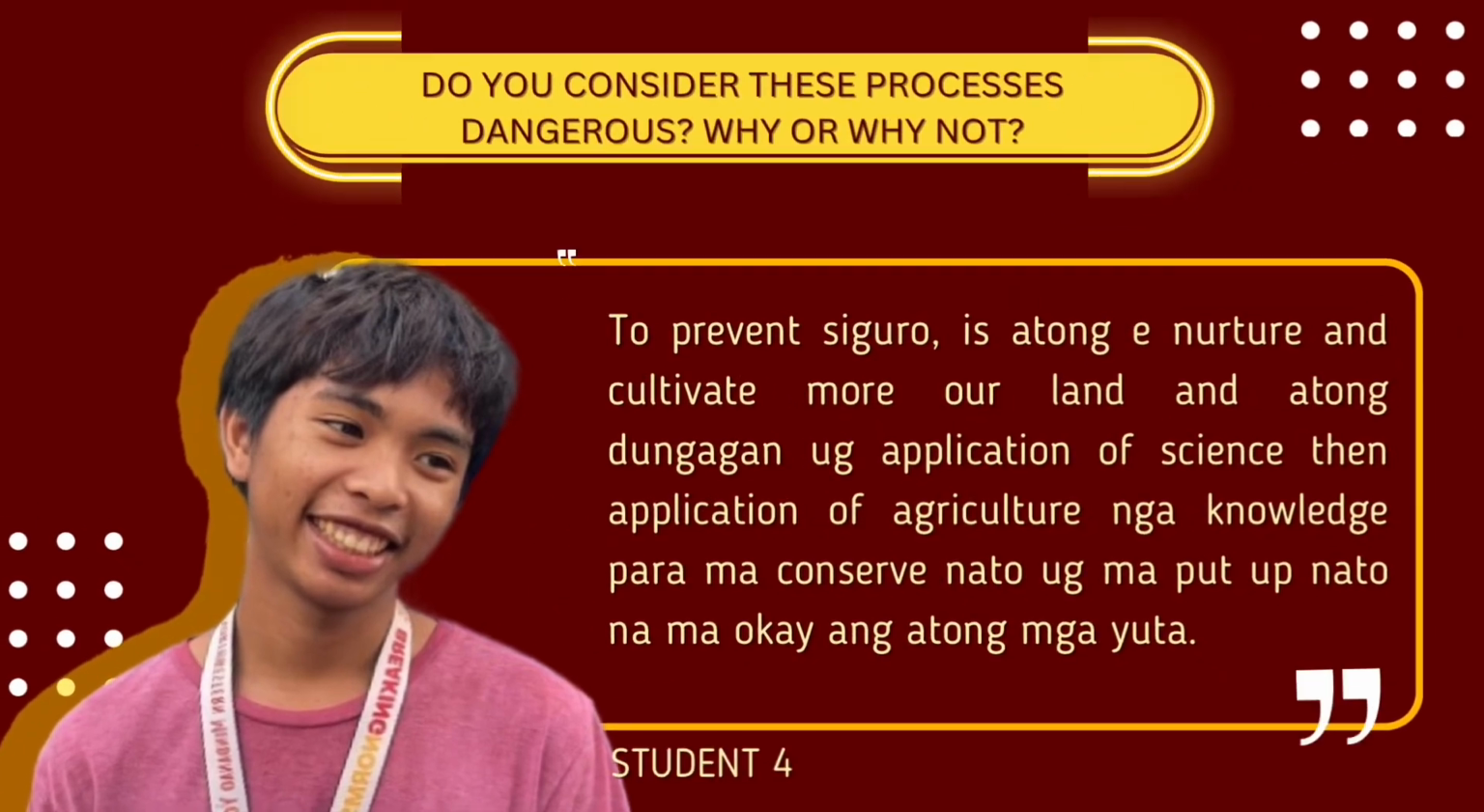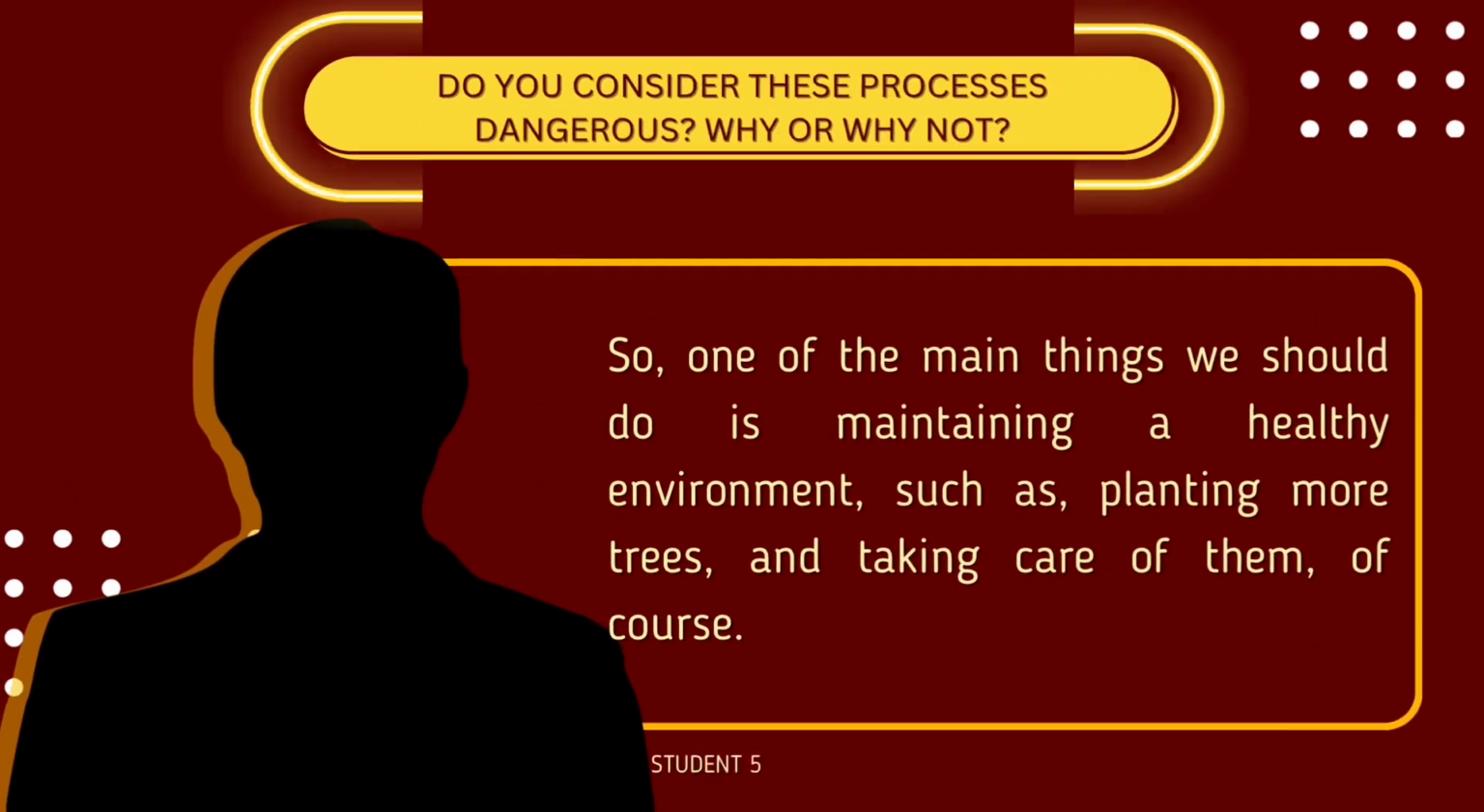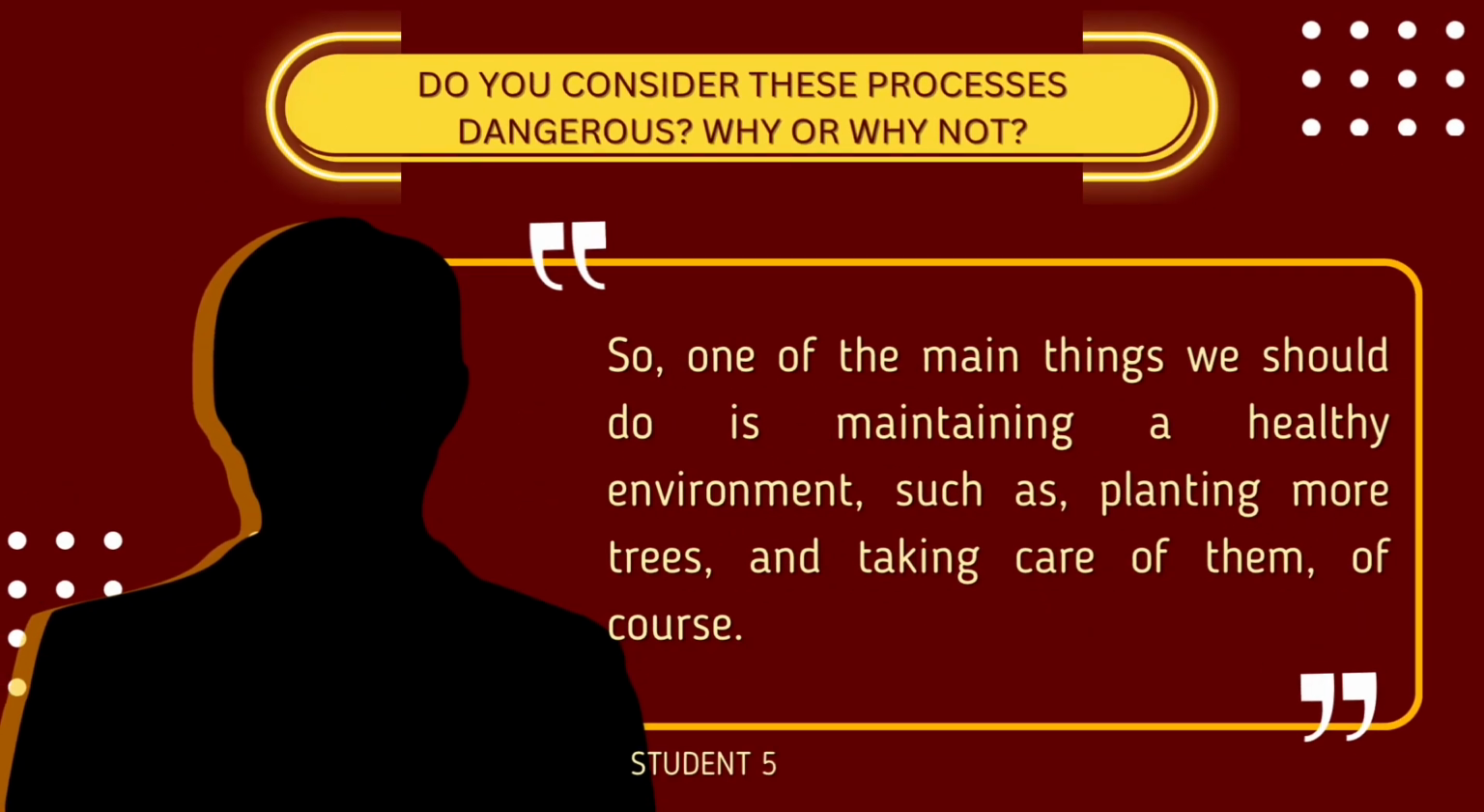To prevent erosion and weathering, Student 4 suggests nurturing the land more and applying science and agricultural knowledge to conserve the soil and maintain its health. To address environmental issues, Student 5 suggests maintaining a healthy environment by planting more trees and ensuring their proper care.